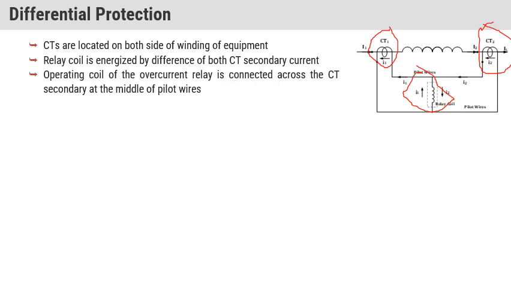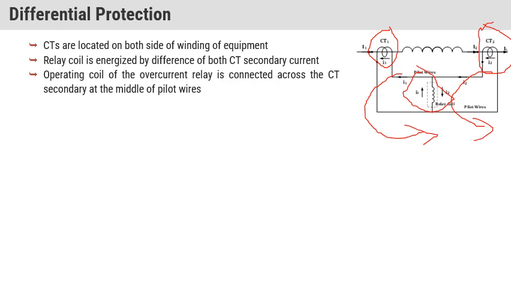I1 is flowing in this direction, I2 is flowing in this direction. So in the relay coil we have I1 minus I2, and it will create a difference. In normal condition the incoming and outgoing currents are the same, but when any type of fault occurs within the equipment, the incoming and outgoing currents are different, and I1 minus I2 has some value.